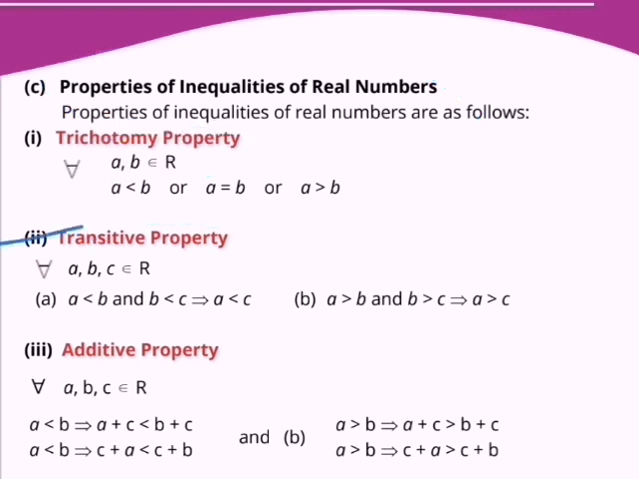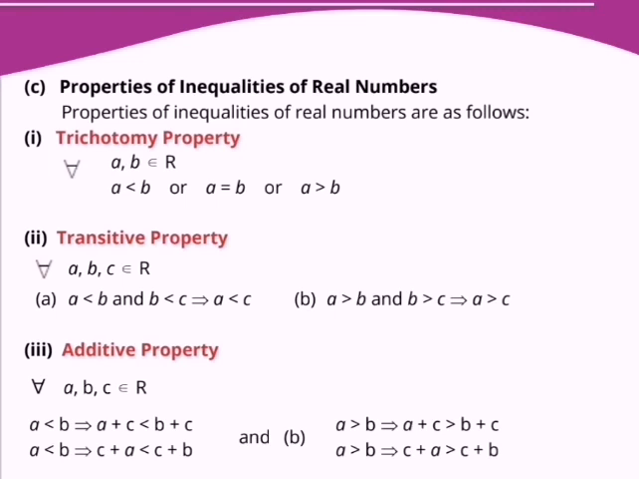Transitive property. For three real numbers A, B, C, if A is less than B and B is less than C, which implies that A must be less than C, or if A is greater than B and B is greater than the third number C, which implies that A must be greater than the third number C. This property is called transitive property.